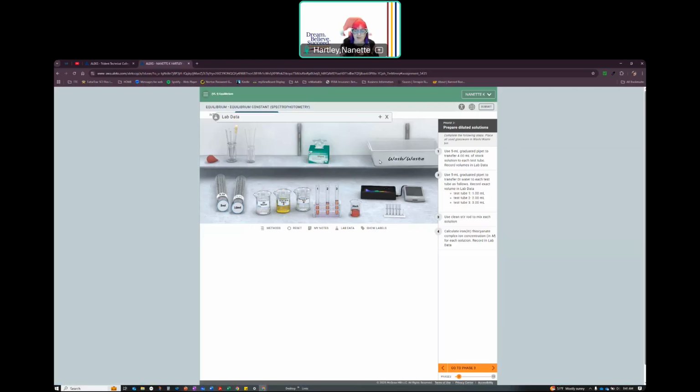Now put this back. Get a clean stir rod. Mix this one and get rid of the stir rod. So we don't want to cross-contaminate. We need to make sure that we use a different one for each.